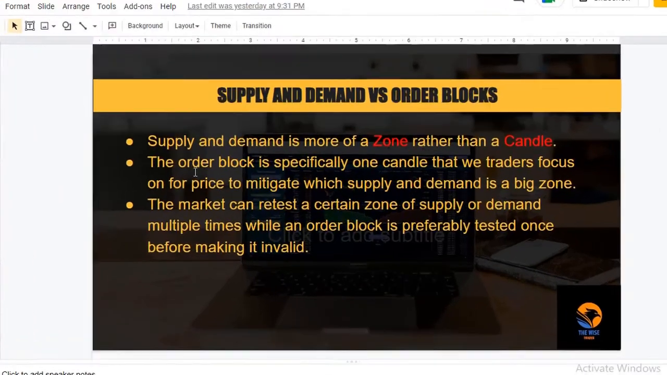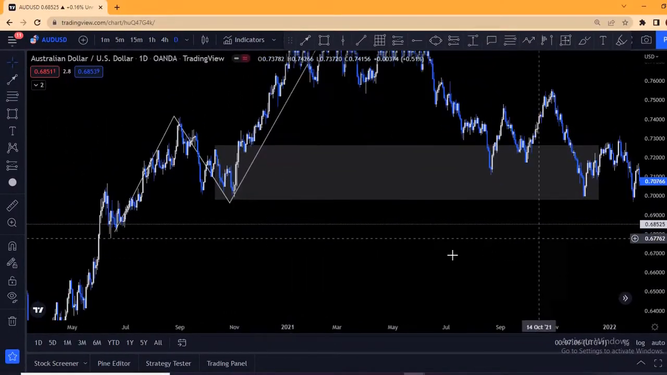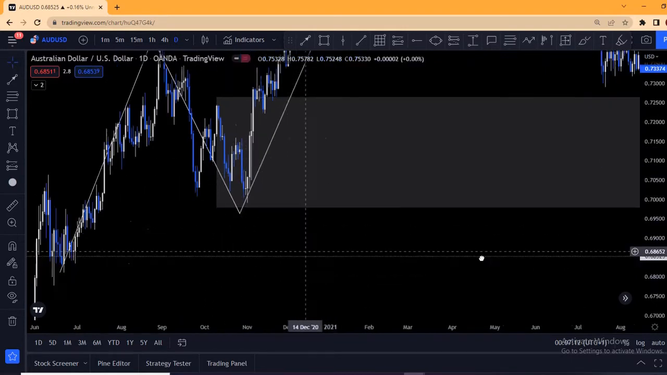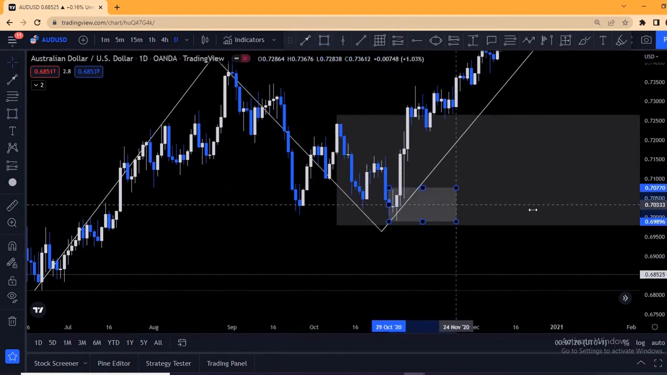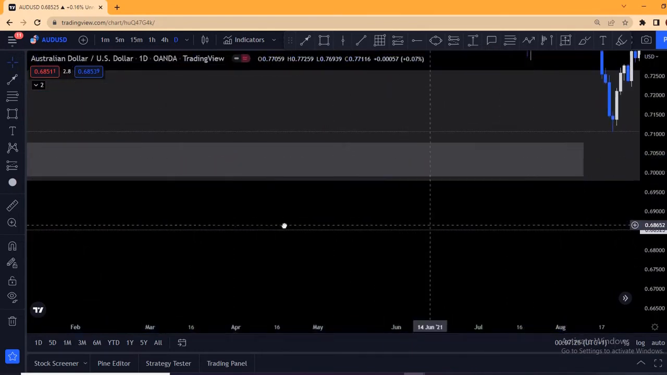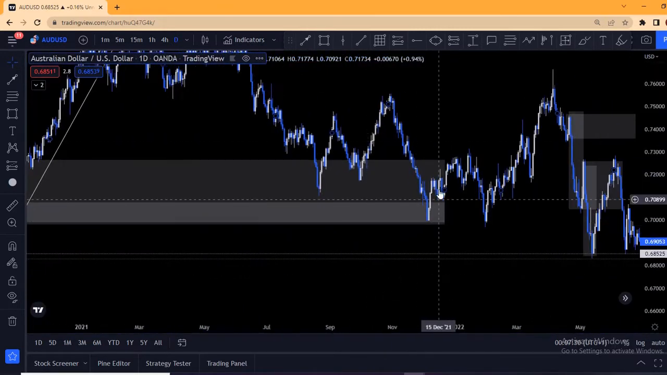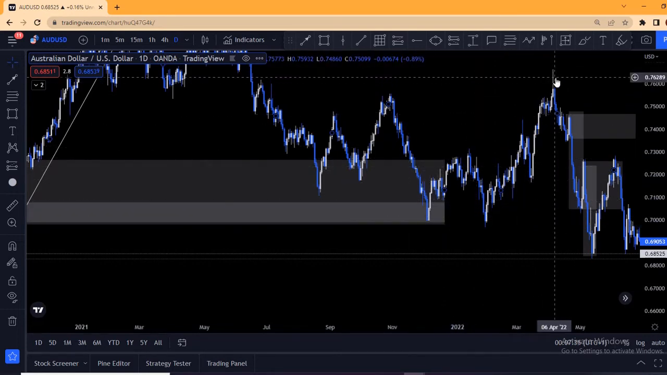The order block is specifically one candle that we traders focus on for price to mitigate. Let me explain that. The order block is just one candle, and I told you it's the last candle before the move up. So let's see the last bearish candle here. This was the last bearish candle. We mark it from the high to the low of the candle. Then you can see how price clearly mitigated that. You can see price mitigated this and created this move up and gave us an overall push to the side.